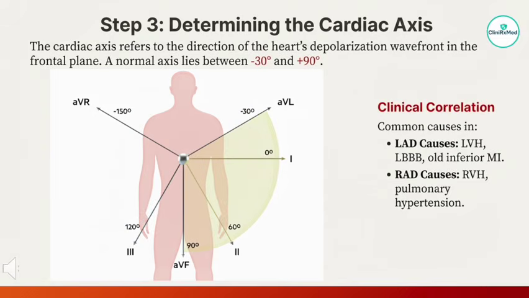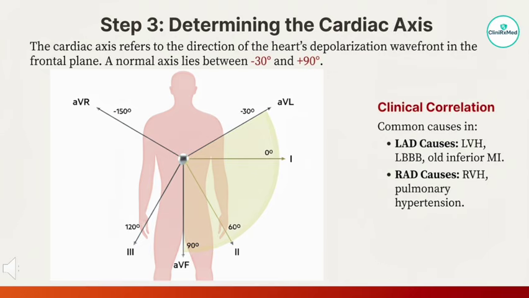Step 3 is determining the cardiac axis, which represents the direction of the heart's depolarization wavefront. A normal axis lies between -30 and +90. Normal QRS is positive in leads I and aVF. The cardiac axis refers to the direction of the heart's depolarization wavefront.